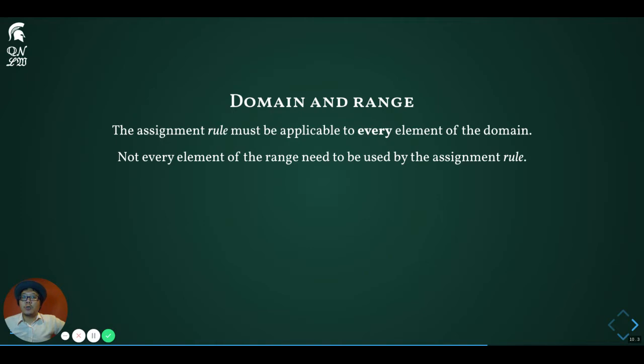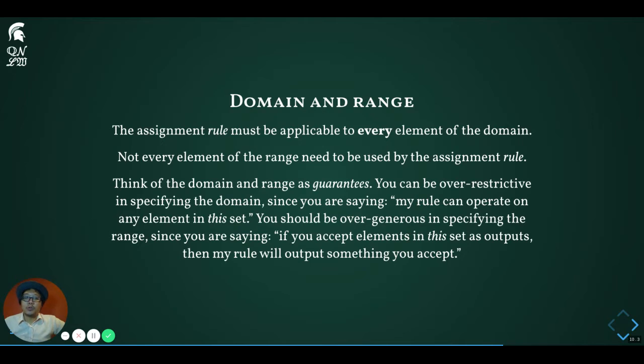A further note on the notions of domain and range. In the definition, the assignment rule must be applicable to each and every element in the domain. You cannot have an element in the domain to which the rule does not apply. For example, the familiar square root function, with range being the real numbers, cannot have its domain include the negative real numbers. In contrast, not every element in the range must appear as the output of some assignment rule.